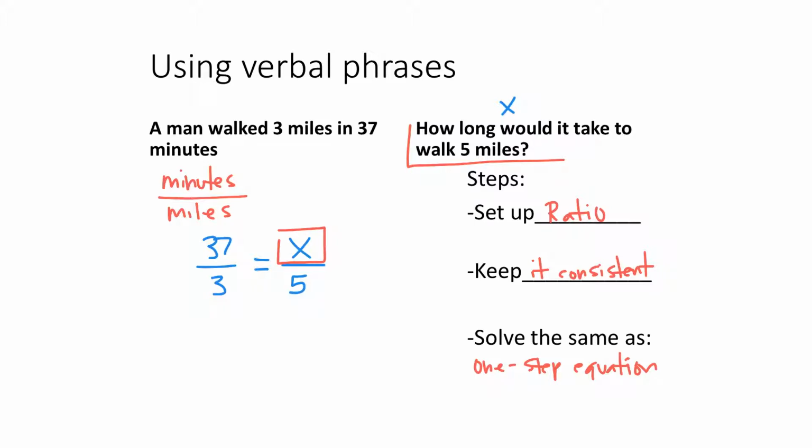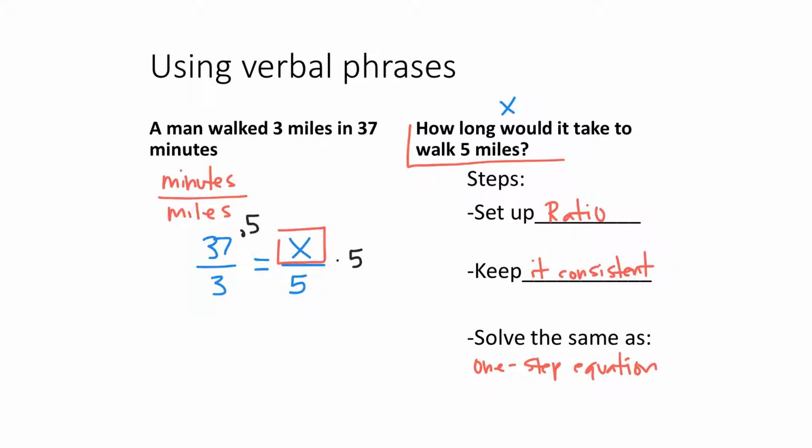That's the whole nature of being a ratio. But the idea is that we can solve this very quickly the same way that we do this. So if I'm dividing x by 5, I need to clear that variable. So I'm going to multiply by 5, and then I'm going to multiply by 5 over here.